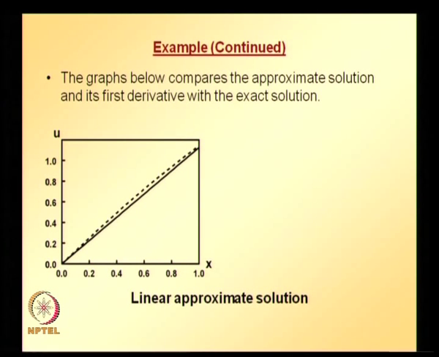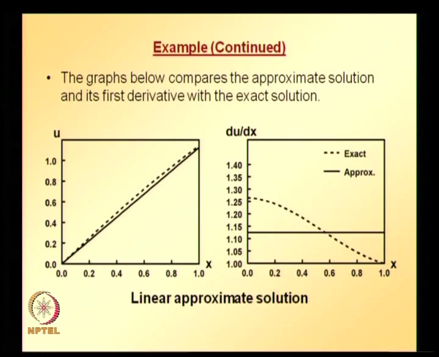And also you can take the derivative of the approximate solution and the derivative of the exact solution, and plot them. Since we started out with a linear trial solution, you can see there is a large error in the derivative of the approximation, whereas the approximation itself is fairly accurate. If you want to further reduce the error on the derivative of the approximate solution, you can start with a higher order trial solution, that is, you can take a quadratic or a cubic or higher order.